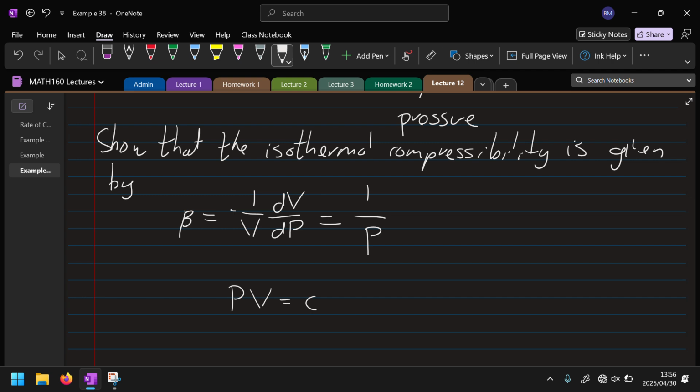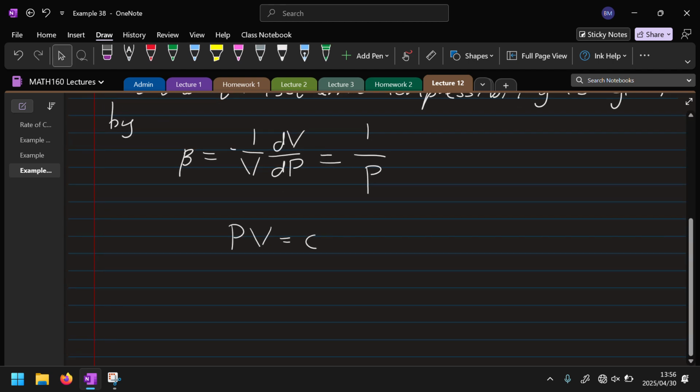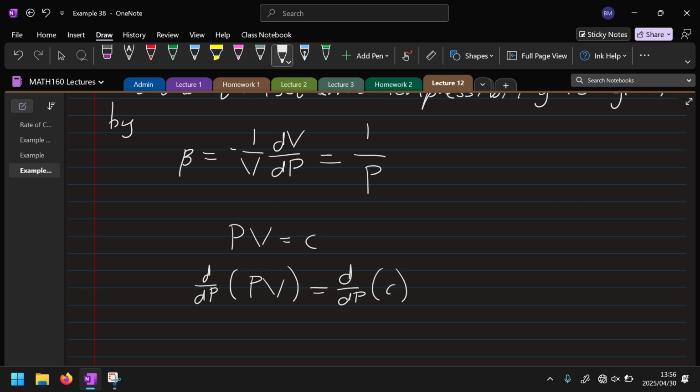Okay, so this is an implicit equation, right? Like we had before. So we got P times V equals C. We don't have V as a function of P, right? It's all mixed together. So this is implicit. How do we get V prime? We take the derivative on both sides. So implicit differentiation, we're going to have d by dP of P times V is d by dP of C. Right, like we did before with the implicit functions.